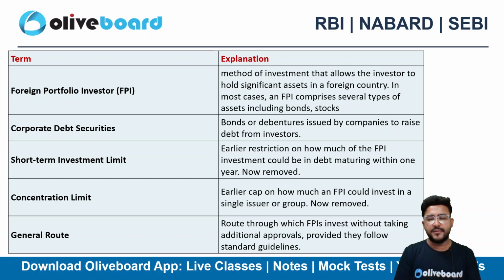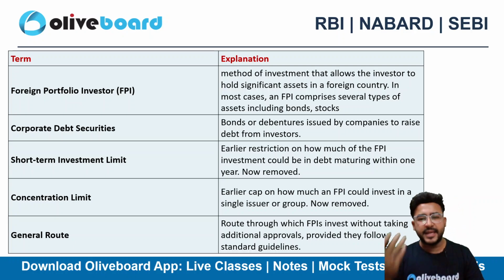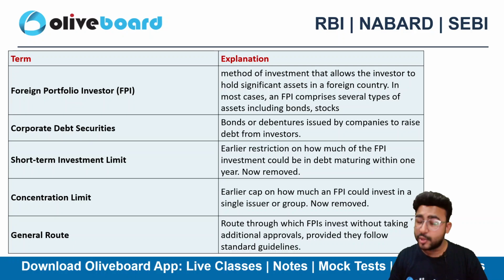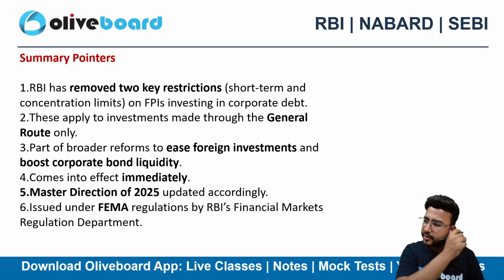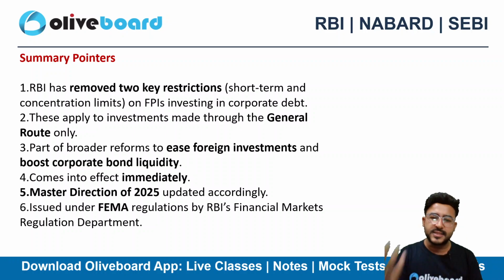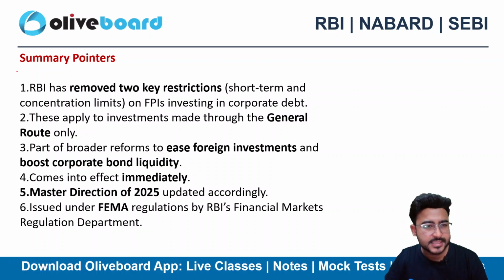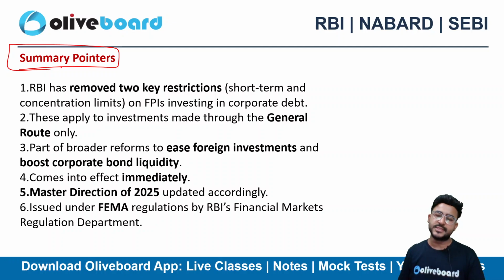I have also given a few terms and the explanation of those terms that are stated in this circular. You can read it afterwards, okay? And do let me know if you are facing any kind of difficulty. I covered this particular circular a few months back also, and now this is just an amendment, that these limits have been relaxed. And here are the summary pointers as well related to this particular circular.